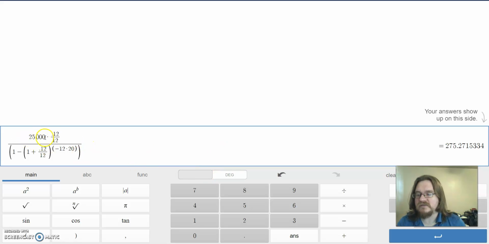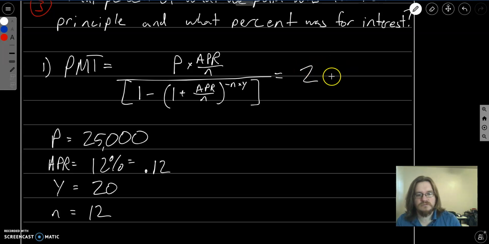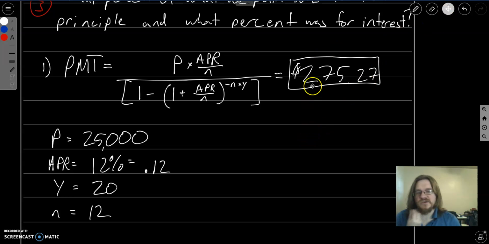So we have 25,000 times 12% over 12, divided by 1 minus 1 plus 12% divided by 12, raised to the negative 12 times 20. And here we have our monthly payments. So let's round to the nearest cent. So we're going to pay back $275.27. Cool. So this is how much our monthly payments are going to be.